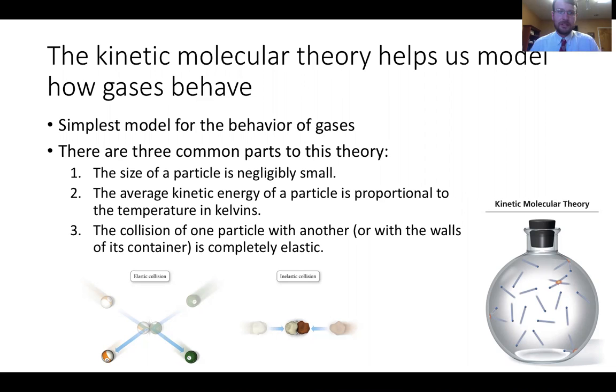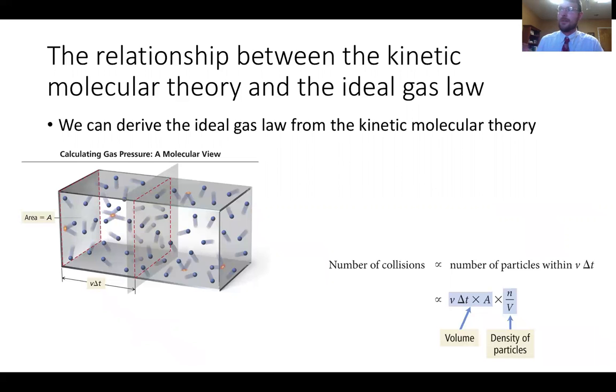And then the collision of one particle with another or with the wall is completely elastic, right? So as it hits, it will automatically just bounce away, whereas an inelastic collision is where it hits and just stays stuck. These are just three things to keep in mind, because we can then use the ideal gas law, since we're talking about an ideal gas. We can use these to determine the relationship between that theory and the ideal gas law.